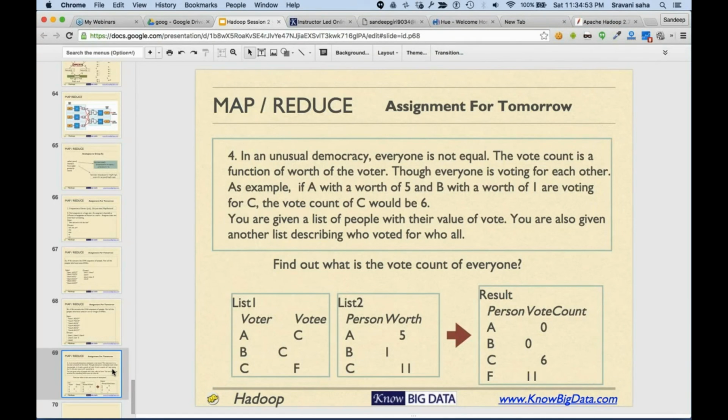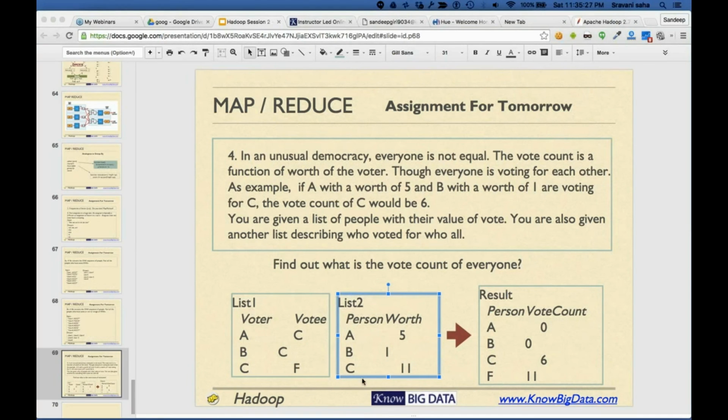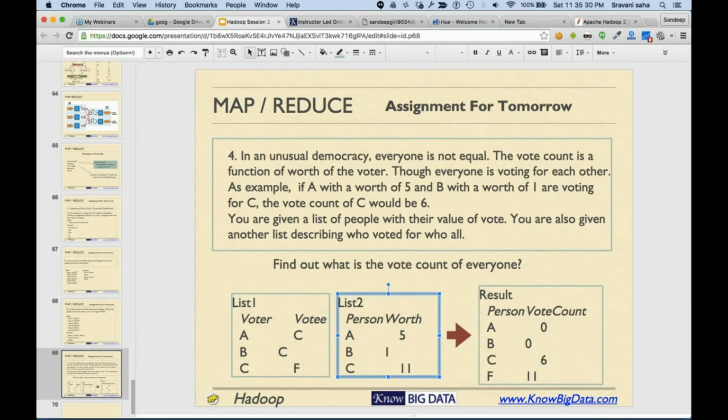So here you are given the worth of the people in one file, and who voted for whom in another file. You are given two files, one containing who voted for whom, and the second containing the worth of people. Now, the vote count of a person is equal to the sum of the worths of all the voters. For example, C was voted for by A and B, so C's count is A plus B, which is 6. F was voted for by C and C's worth is 11. Therefore, F's vote count is 11.